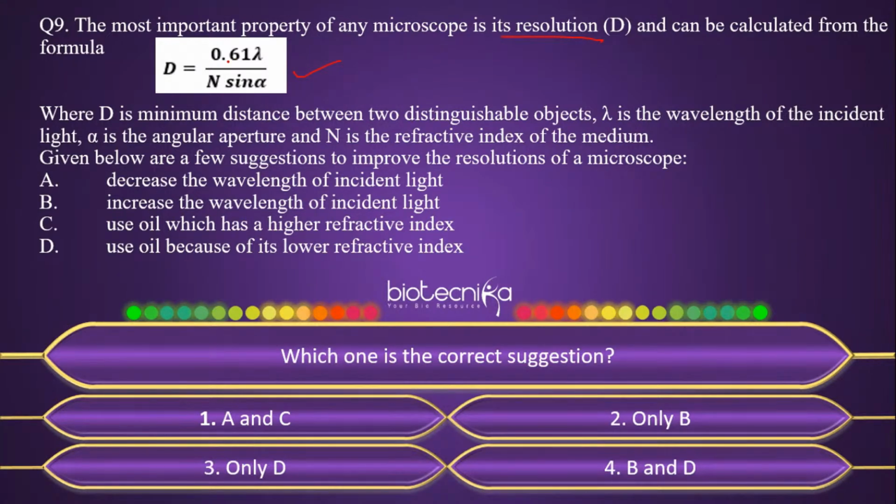D equals 0.61 lambda upon n sine alpha, where D is the minimum distance between two distinguishable objects, lambda is the wavelength of the incident light, alpha is the angular aperture, and n is the refractive index of the medium. So given below are a few suggestions to improve the resolution of a microscope.